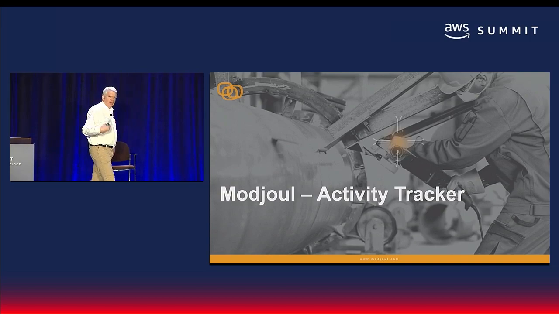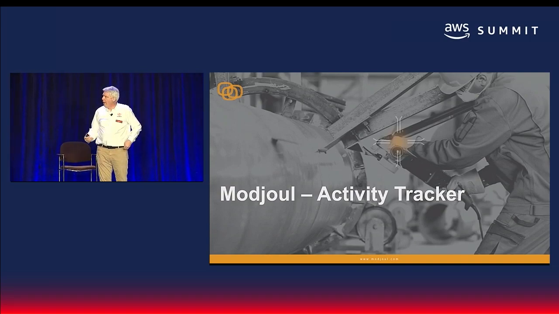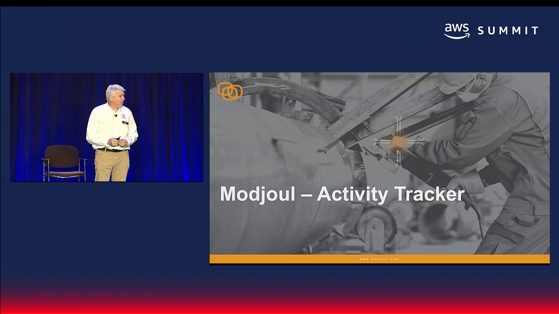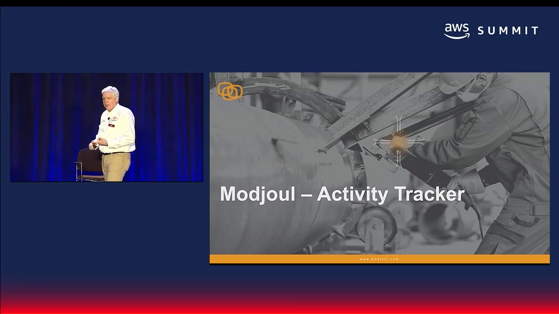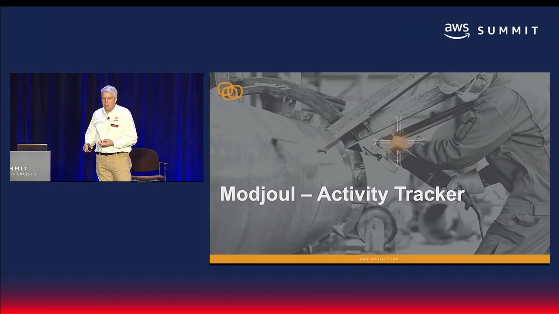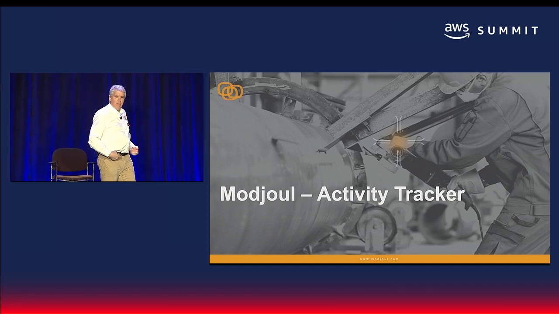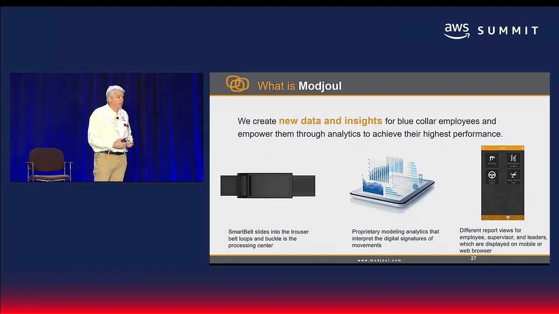Thanks. We built an activity tracker. What that basically means is we manage the activities of craftsmen in the workplace. Most notably, employees on a manufacturing floor, employees in warehousing situations, employees driving forklifts or driving for a living. They wear the belt that I'm wearing today. The belt is equipped with 8 sensors plus GPS.